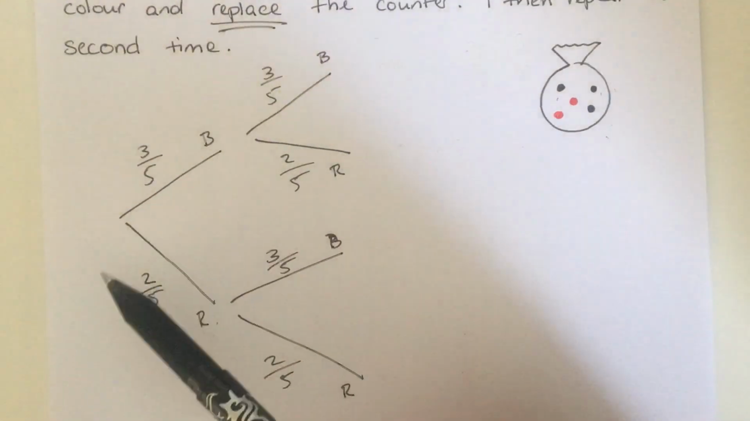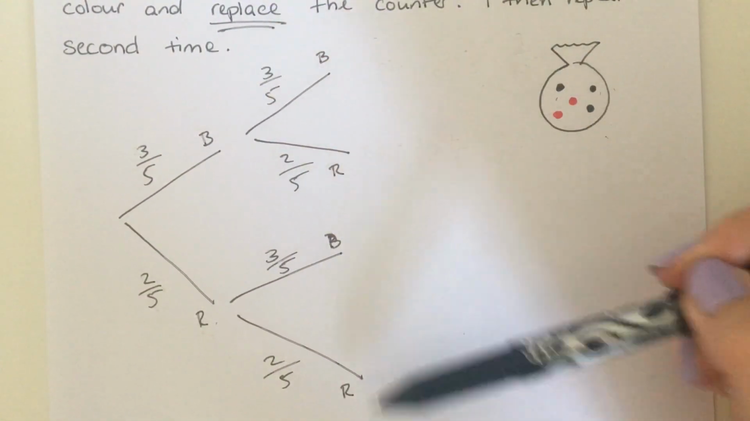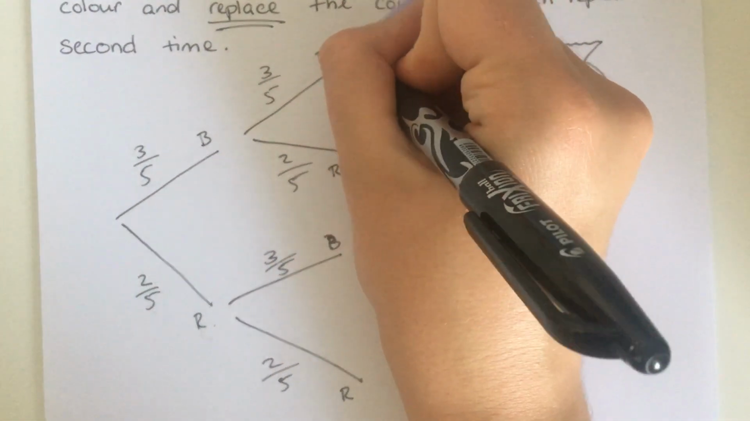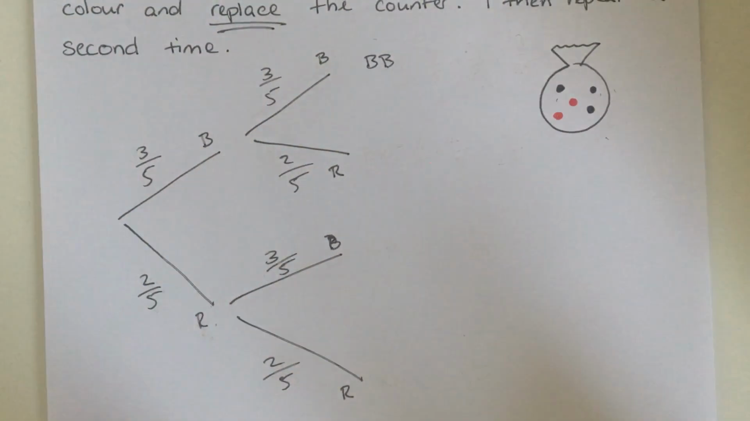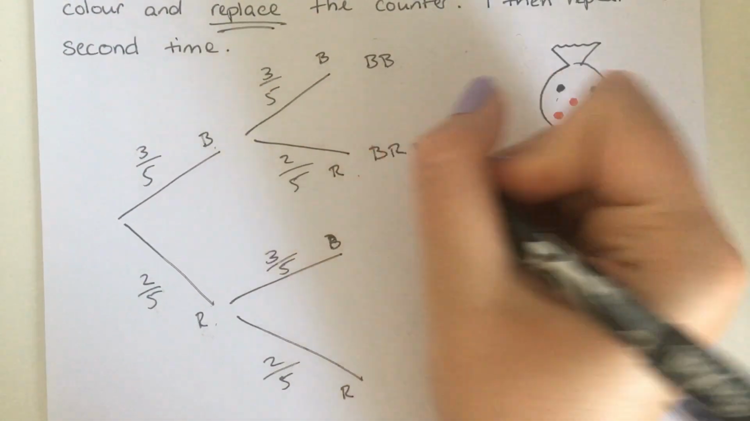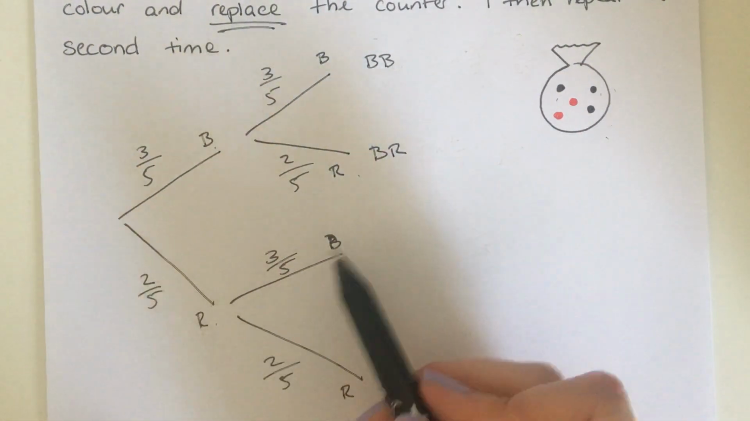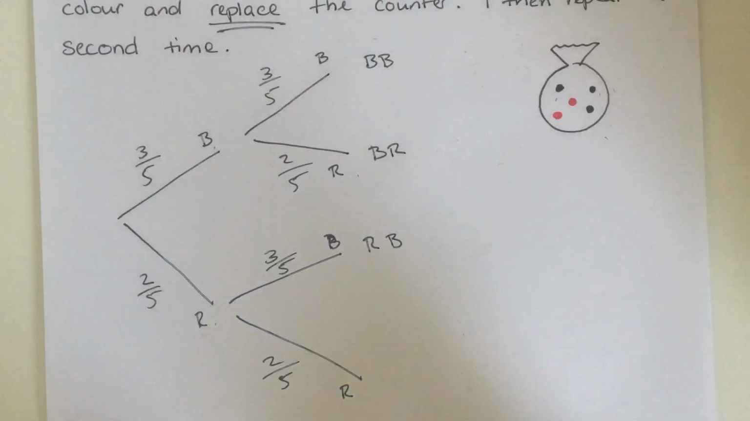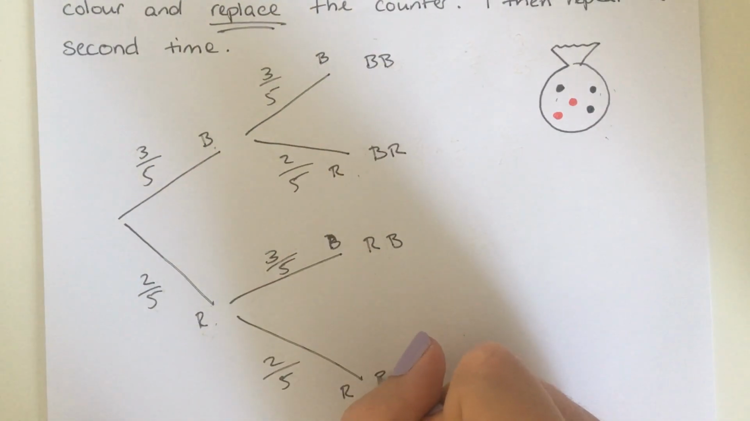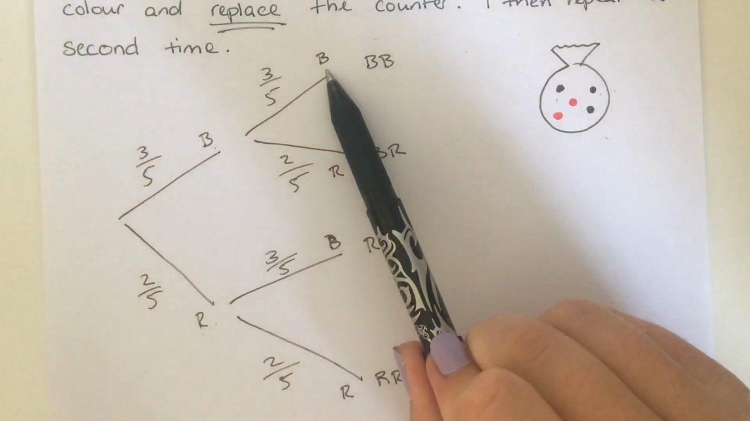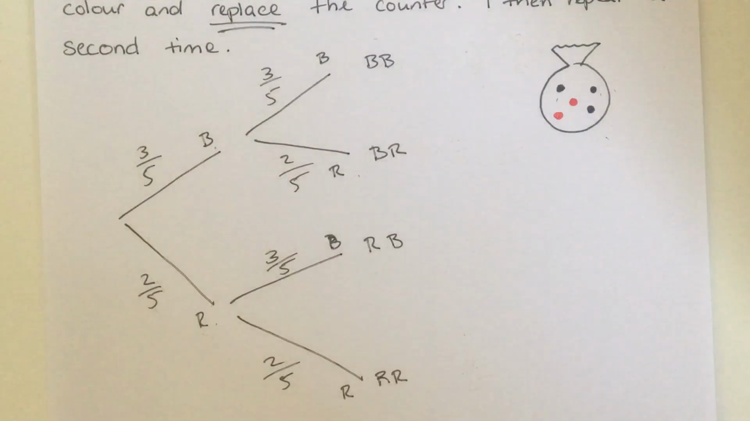Now, hopefully you can see we've got 4 different possible outcomes that could have happened once I've done both trials. So I've either selected 2 black counters, or a black counter and then a red, or a red counter first time and then a black second, red black, or I selected red red. And I can work out the probability of any one of these scenarios happening. The way I do that is by multiplying down my paths here, like so.